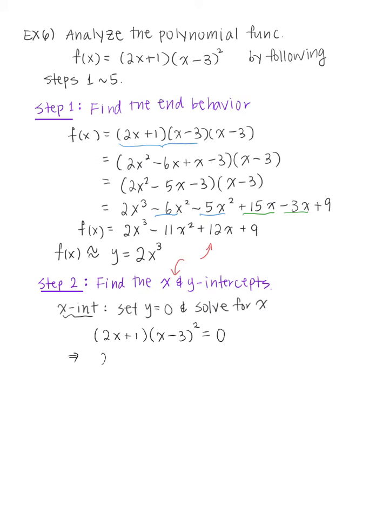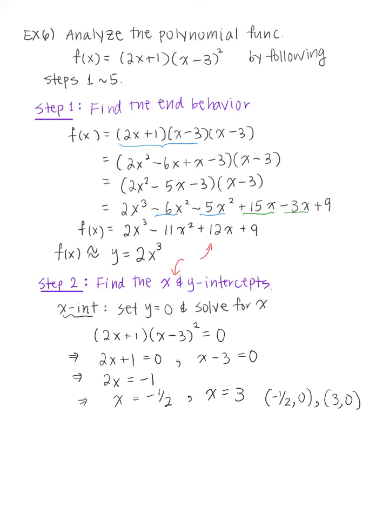Well, that means that either 2x plus 1 is 0 or x minus 3 has to be 0. So that implies 2x equals negative 1, which means x is negative 1/2. And the other one's easy: x equals 3. So our x-intercepts are negative 1/2 comma 0 and 3 comma 0. Those are the points that we're going to be plotting when we graph it. So let me just box that.